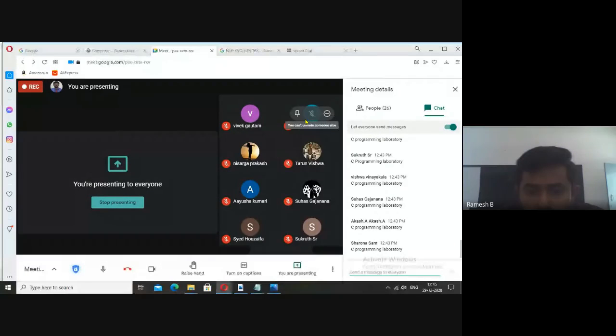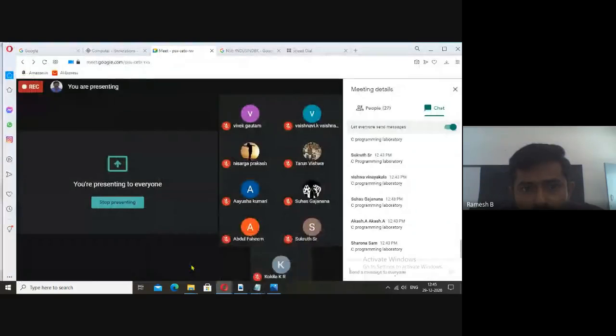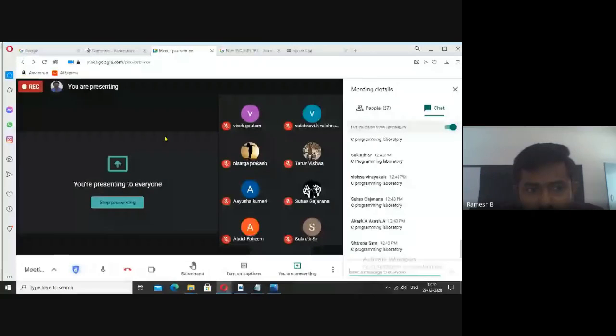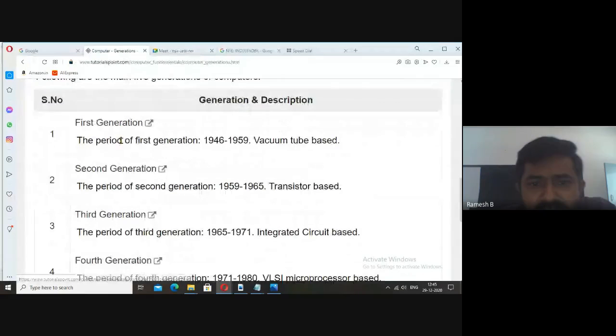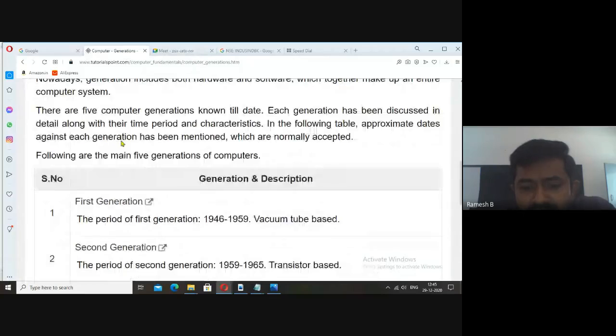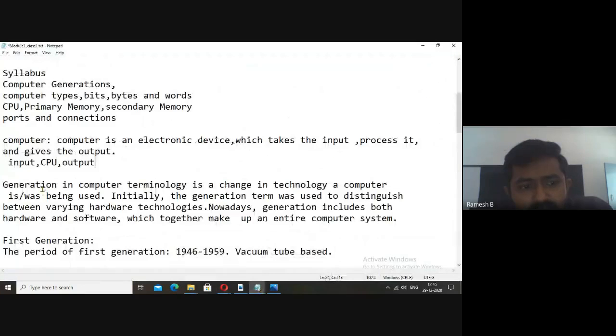Now we had the computers' different generations. Whenever we talk about generations, that is the first topic. Today you are going to learn about computer generations, computer types, bits, bytes, words, CPU, primary memory and secondary memory, and ports and connections.